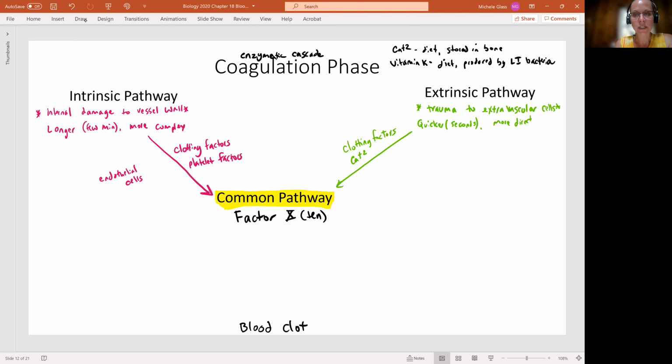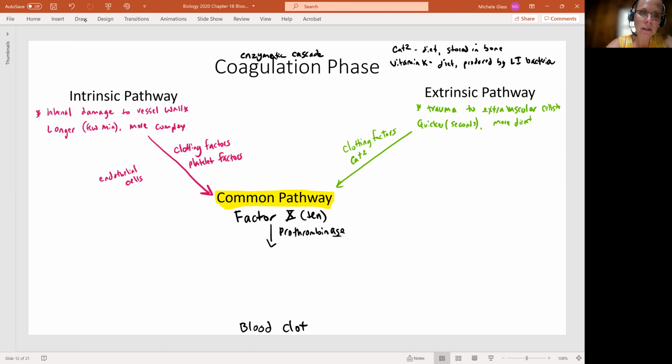So our factor 10 is what we're getting to at the end of the intrinsic pathway. We get to factor 10. At the end of the cascade for the extrinsic pathway, we get to factor 10. So we can say that factor 10 is the beginning of our common pathway. And once you have your factor 10, that's going to signal this enzyme prothrombinase. And we can, of course, recognize it's an enzyme because it has that ASE ending.